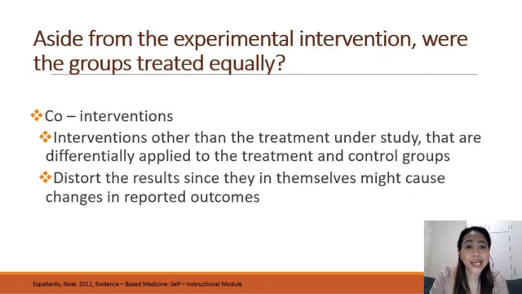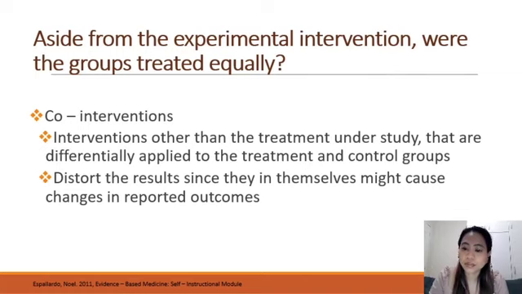Last question under secondary validity guide is, aside from the experimental intervention, were the groups treated equally? To answer in the affirmative, there should be no co-intervention done in the study that may distort the result.